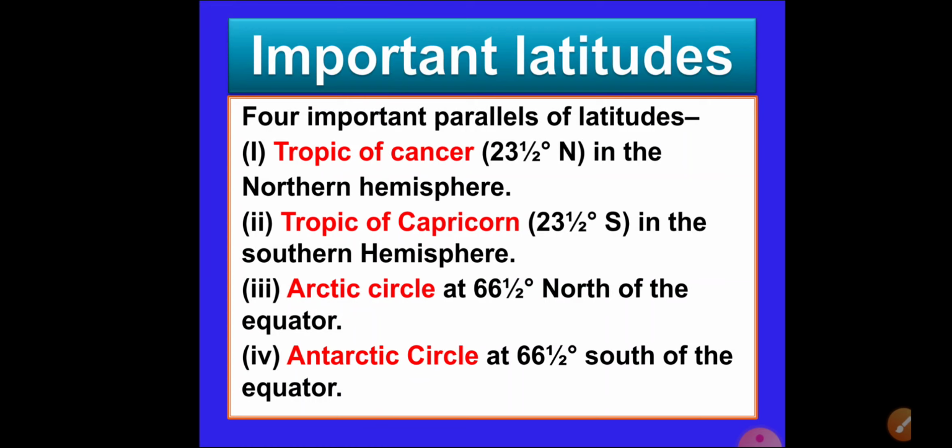Now about these important parallels, here it is written. Although you must have understood by that picture, here Tropic of Cancer in the northern hemisphere is 23 degree half minute north, Tropic of Capricorn 23 degree half minute south in the southern hemisphere, Arctic Circle 66 degree half minute north of the equator, and Antarctic Circle 66 degree half minute south of the equator. So these are some of the important latitudes.